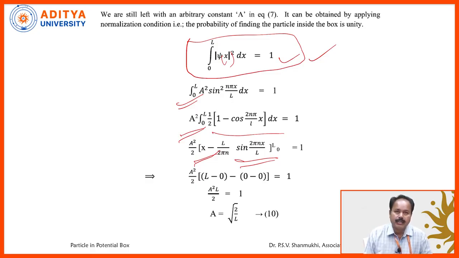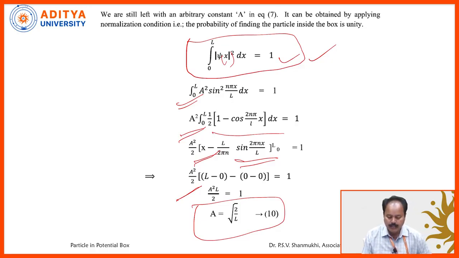On simplifying, sin 0 is 0, and L and L cancel in the case of sin 2 n pi, where n is 0, 1, 2, 3, and so on. That's why you get 0 for the second term, so only the first term remains. On simplifying this, you will get A equal to root over 2 by L.